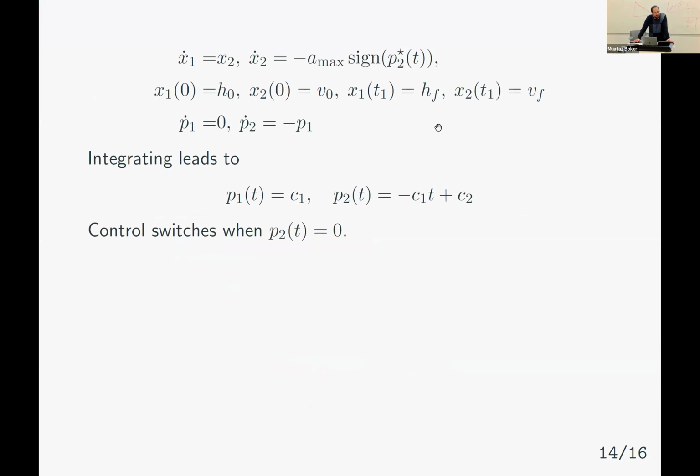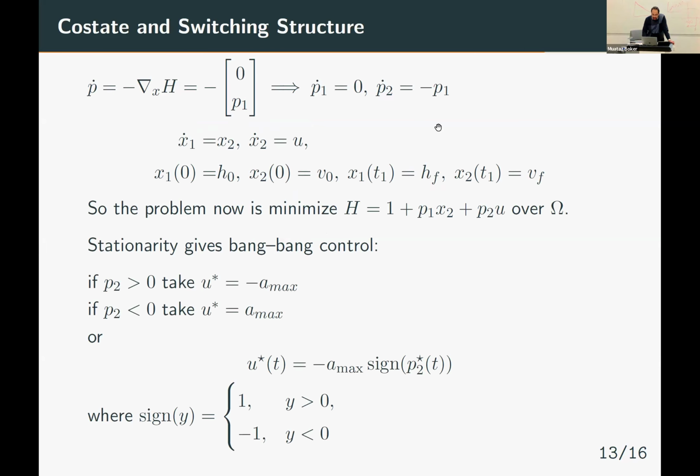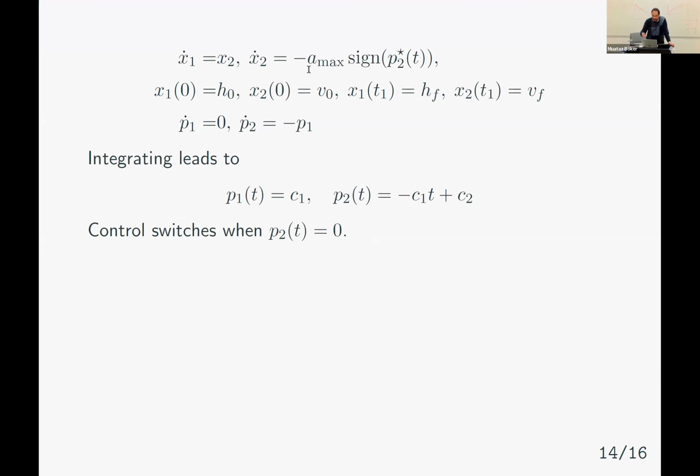All right. So now what do we have? We have x1 dot equal to x2, and x2 dot equal to u, which you substitute here as minus A max sign of P2 star. We have the boundary conditions, because we have 4 boundary conditions. So hopefully we can solve this problem here. But let's move on.